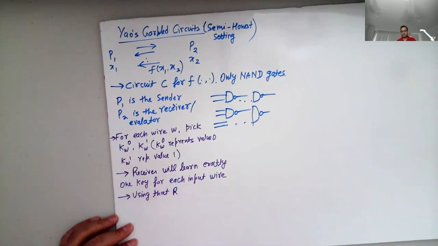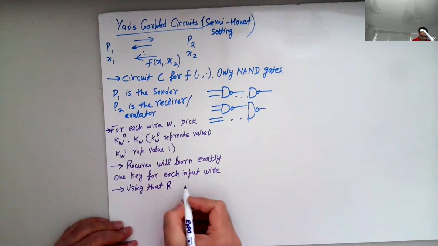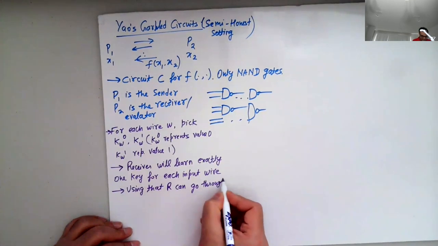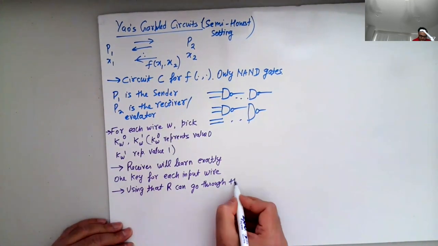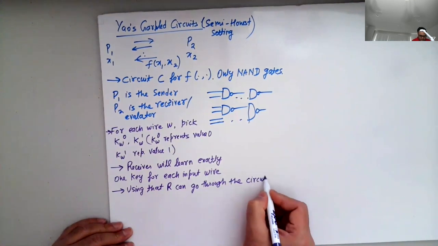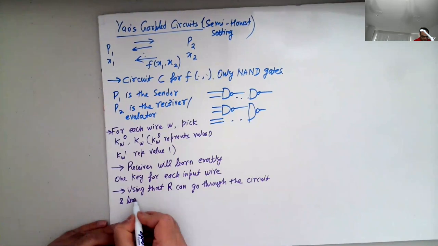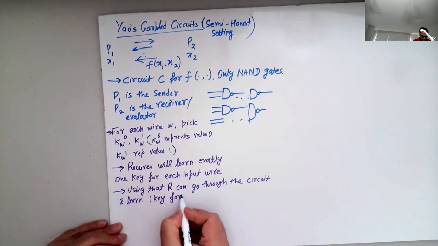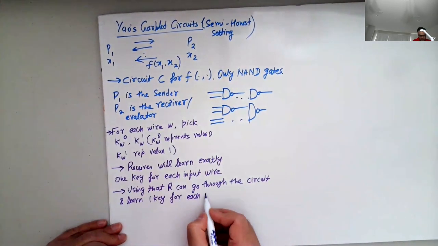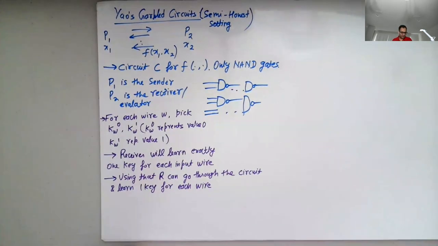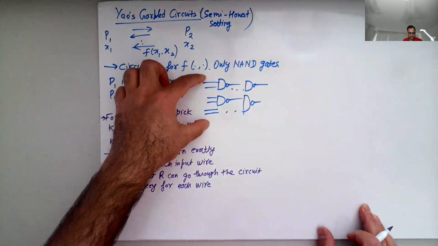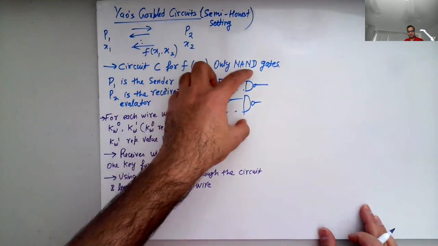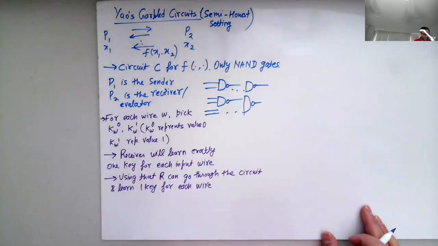So using that, let me denote the receiver as R. Using that, R can go through the whole circuit and learn one key for each wire, each intermediate wire. So you start with one key for each input wire. Somehow that allows you to compute one key for each intermediate wire and then one key for each output wire.